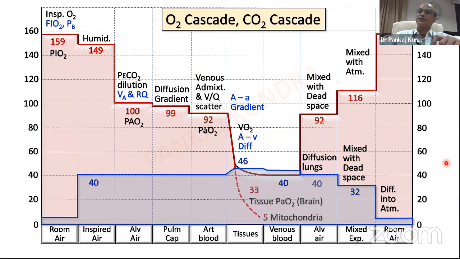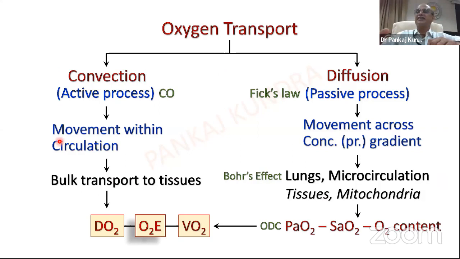So just to summarize, this is one flow chart which I have made. Oxygen transport can occur through convection, where cardiac output is most important. So if the cardiac output falls, the delivery of oxygen can be reduced. Diffusion is a passive process. It can occur because of pressure gradient, which is governed by Fick's law. Then you come to the Bohr effect, when the oxygen gets transferred from microcirculation to the tissues and the mitochondria. The oxygen dissociation curve plays an important role, which tells you about the oxygen consumption. And when you combine both of them, you can get the oxygen extraction ratio. Thank you very much.